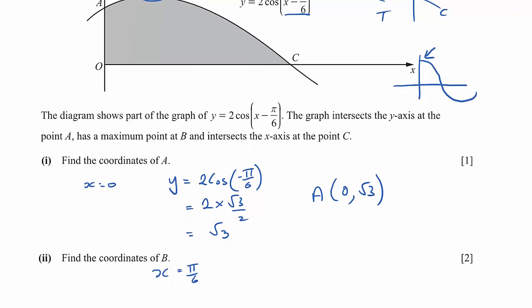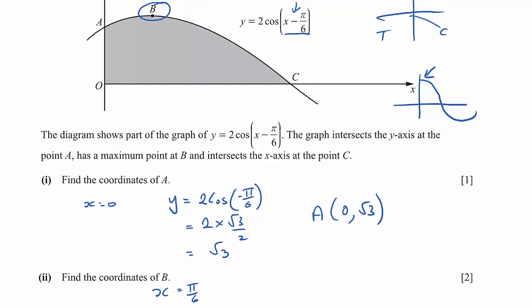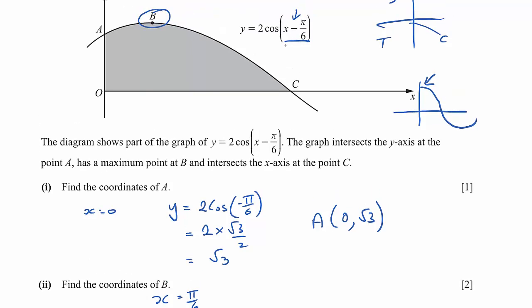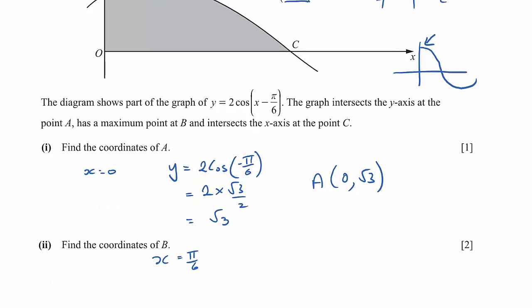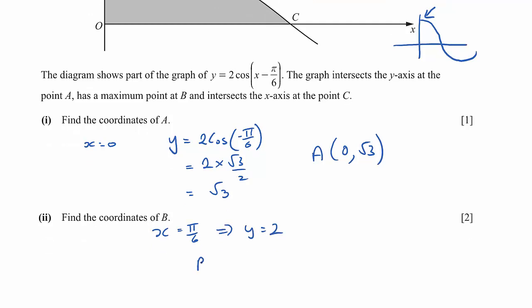So if x is pi by 6, we've got 2 times the cosine of 0. The cosine of 0 is 1. Again, a standard value you ought to know, but you've got your calculator if you don't. And that means that y is equal to 2. And therefore B is the point (pi by 6, 2).